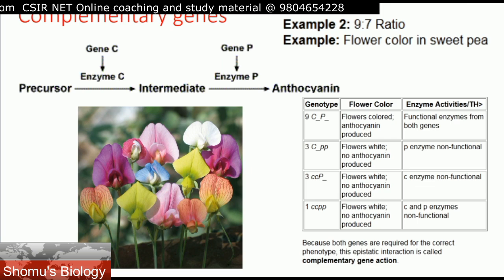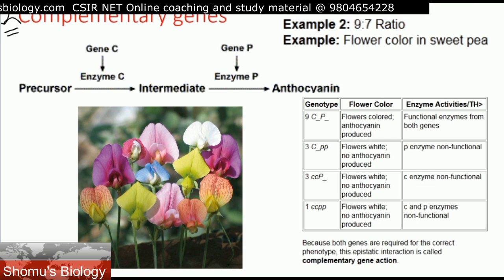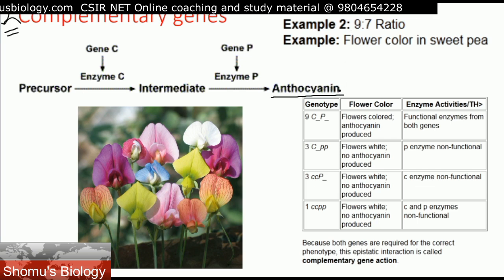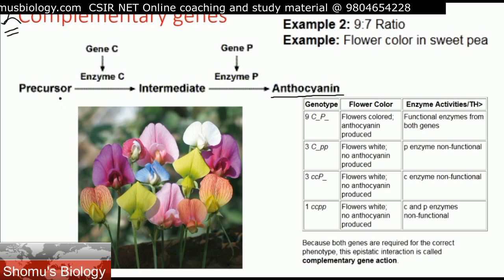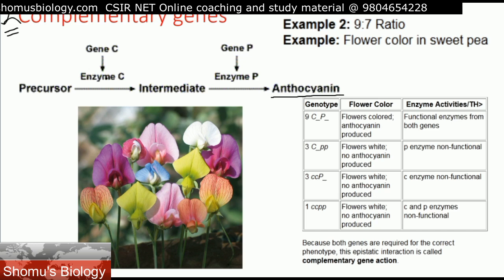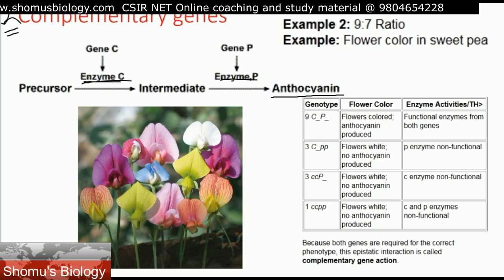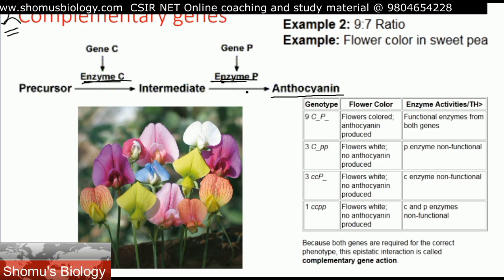Now let's move to the second one, the idea of complementary genes. In this case, we are also talking about adding color to the flower. The color name is anthocyanin. Anthocyanin is a compound which adds color to the flower, where the precursor is converted to the intermediate due to the enzyme C, and the intermediate is converted to anthocyanin using enzyme P.